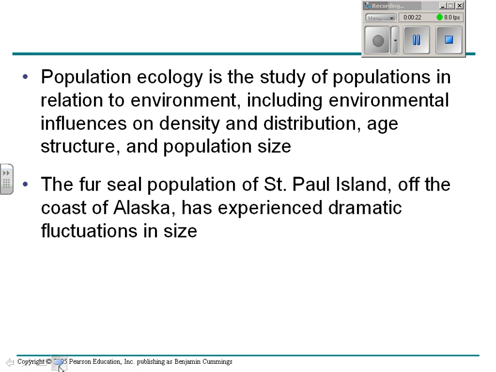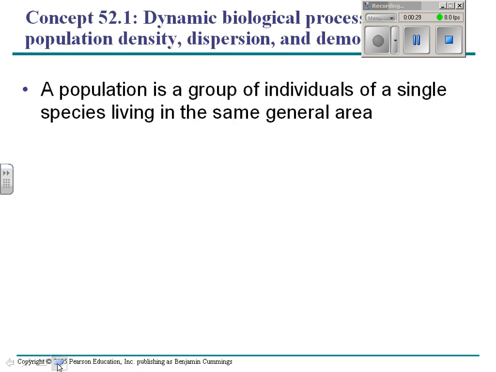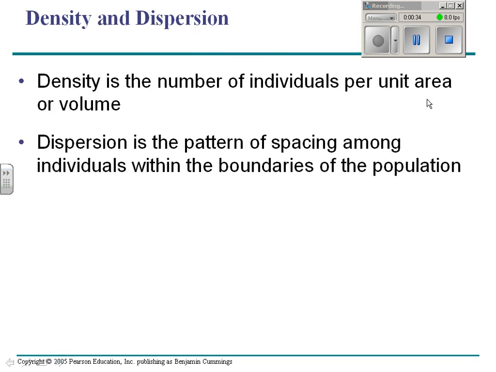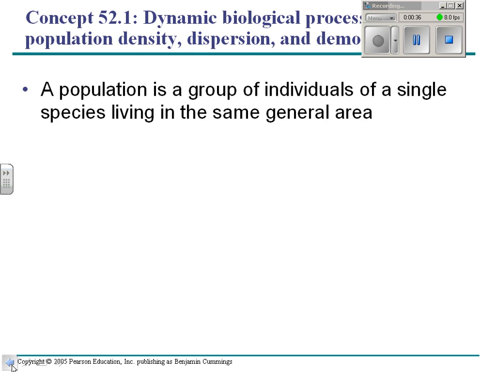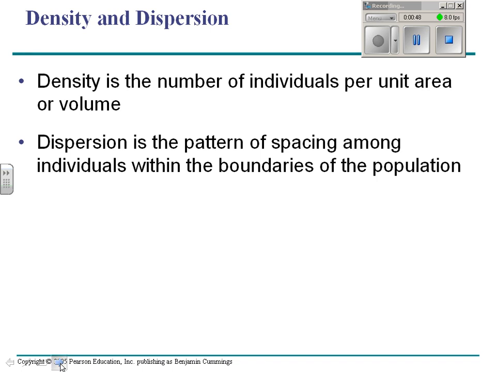Environmental influences on density, age structure, and population size. And a reminder that a population is a group of individuals of a single species that live in a given area. Okay, so that's what a population is. And population density is how many organisms you have in an area.